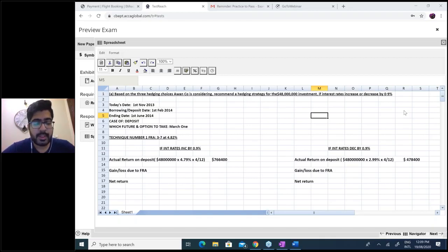2.99 is also the same. You are doing the case where interest rates decrease by 0.9. So your investing rate is 4.09 interbank less 20 basis points, 0.2, 3.89. If it increases by 0.9, add it, it becomes 4.79. If it's decreased by 0.9, 3.89 is the investing rate, less 0.9%, it's 2.99.